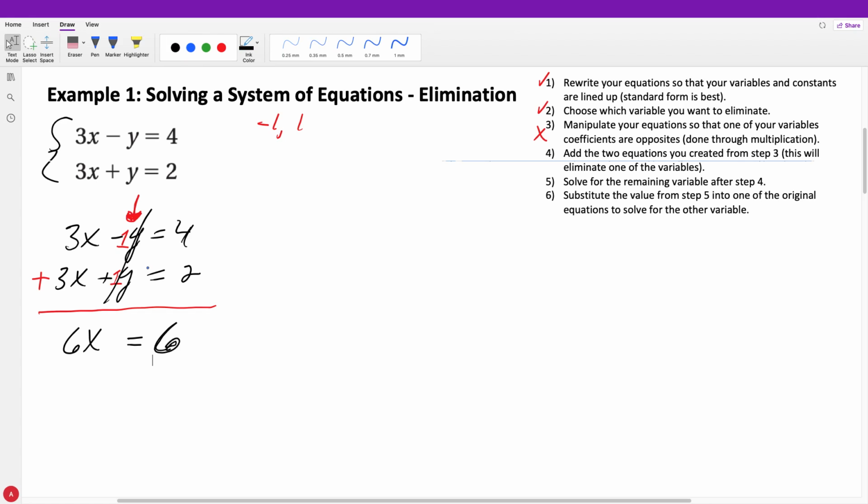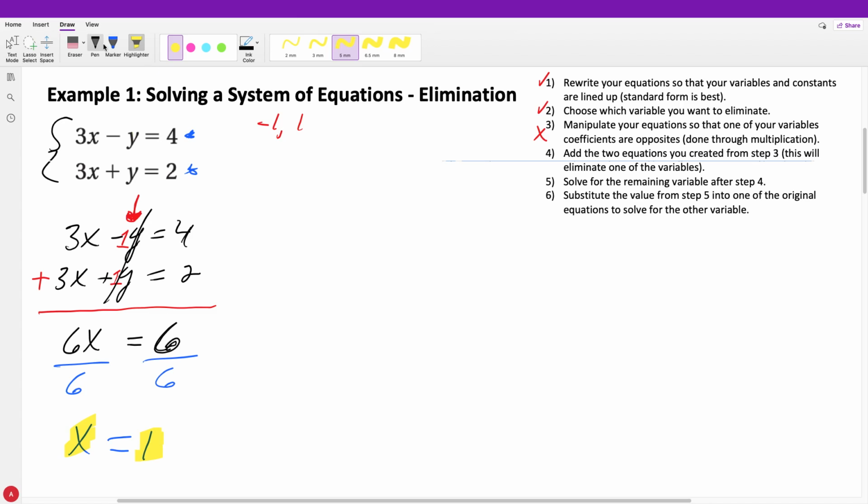Because remember, if we have an equation, we can only solve that equation if there's one unknown. Both of these have multiple unknowns, so we can't solve them as is, so we need to manipulate. By adding them together and eliminating our y, we now have that 6x is equal to 6. And I know I can solve this just based on a regular equation that we've solved before, so x is then equal to 1.